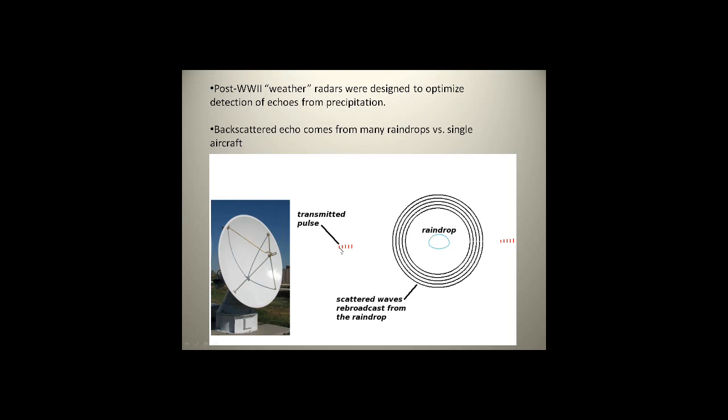But the same principle applies here. The short duration pulse is radiated out from a directional antenna. The microwaves interact with the water molecules in the raindrops, and they cause a faint but detectable signal to be re-radiated, some of which comes back and reaches our radar antenna site.